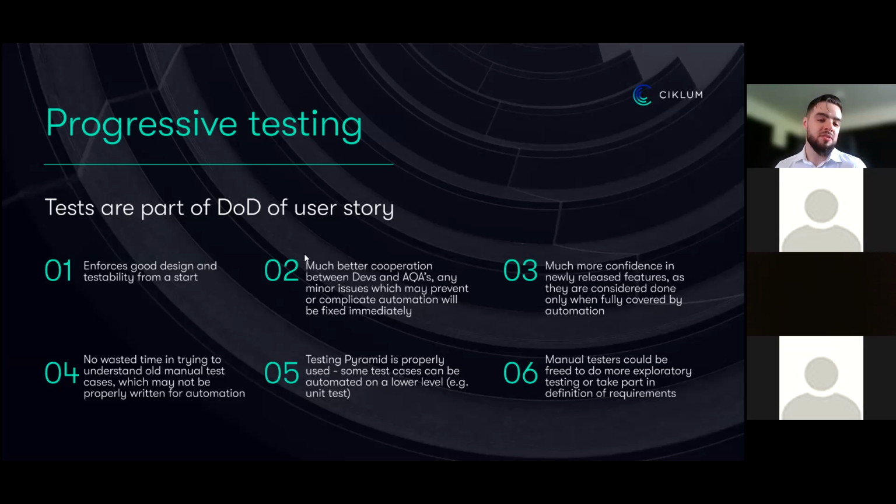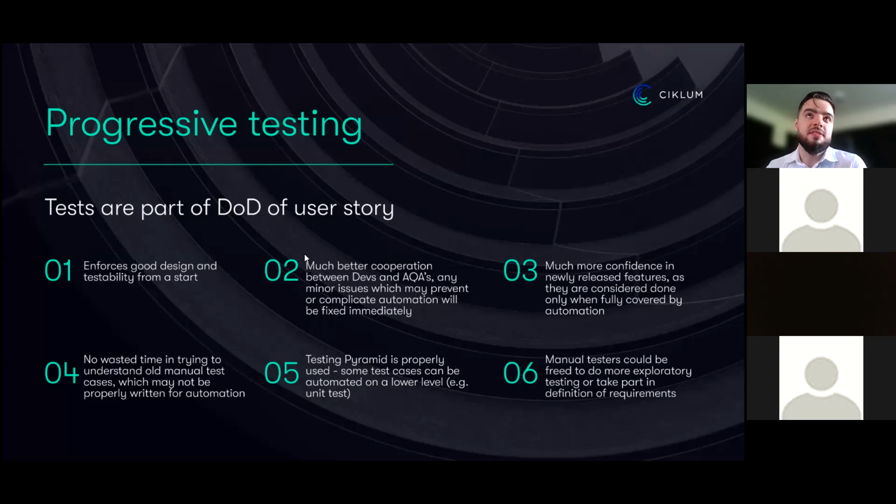So we miss out on this benefit of automated tests, which we can get very fast if we're writing tests for the stories which is currently being developed. Also, we already discussed this, but this way there's much better cooperation between developers and QAs, and any minor issue which might prevent or complicate automation, for example, some minor bug or some automation IDs are missing, this will be fixed immediately because the developer is working on this and the code is very fresh, and you don't need to wait for that bug to be taken to the sprint, or if you need to wait, it is much faster in this way.